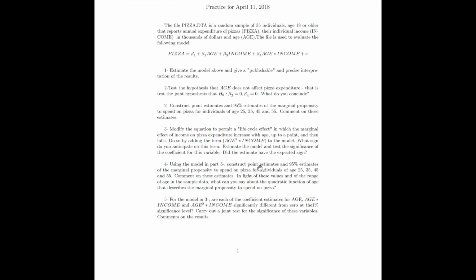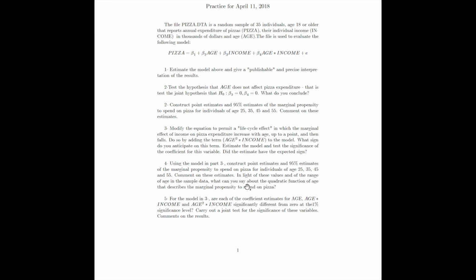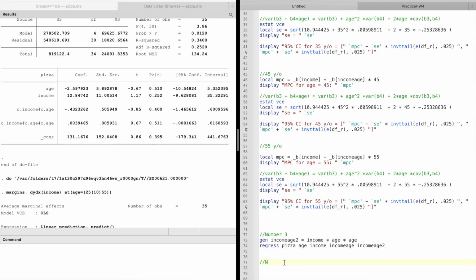So then, using the model in part 3, construct point estimates and 95% estimates of the marginal propensity to spend on pizza for individuals of age 25, 35, 45, and 55. Comment on these estimates in light of the values in the range of the sample data. What can you say about the quadratic function of age that describes the marginal propensity to spend on pizza? So for number 4, we're going to use the shortcut in Stata to find these confidence intervals for the different ages.